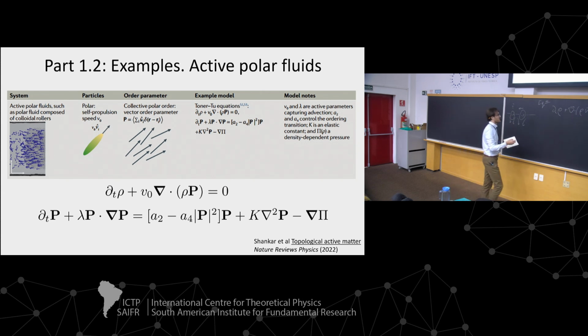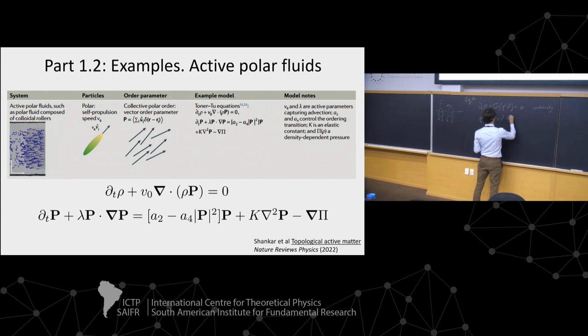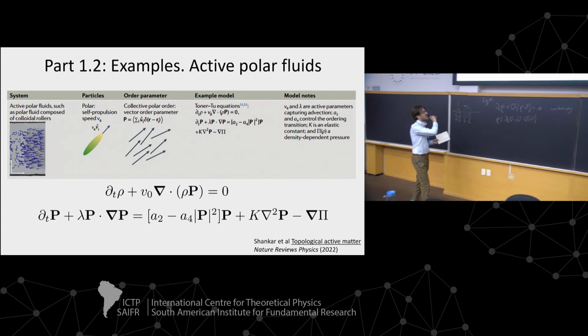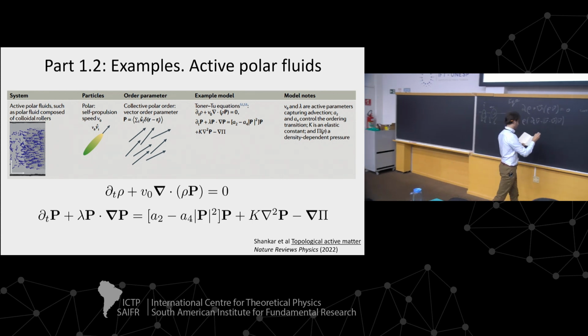And the second equation, which is the Navier-Stokes equation in equilibrium, and what are called the Toner-Tu equations out of equilibrium, is a vector equation. So it now has an equation for each component of the velocity. In lots of cases, we'll have two-dimensional flows or two-dimensional velocity fields. But in principle, it could be three-dimensional as well.